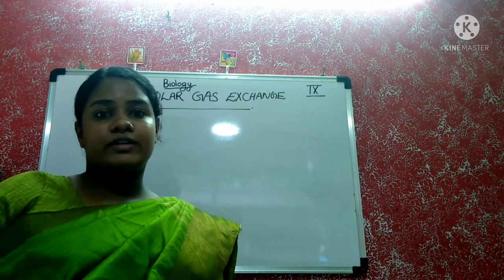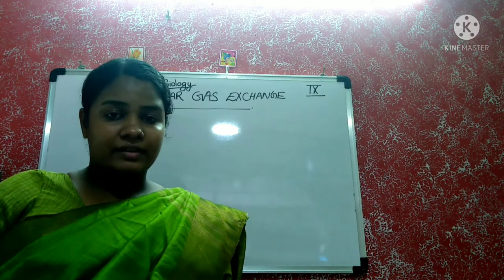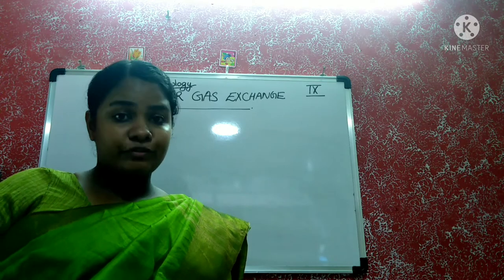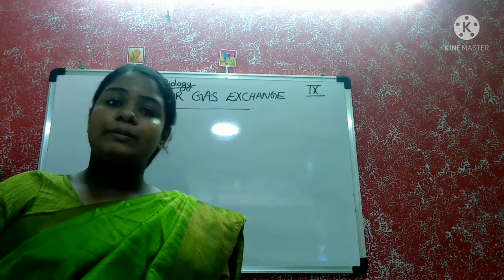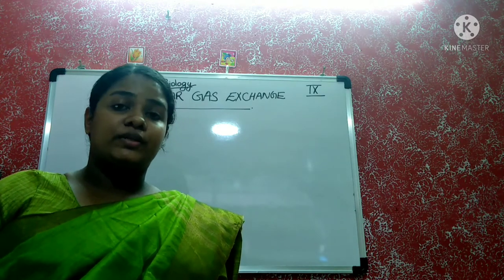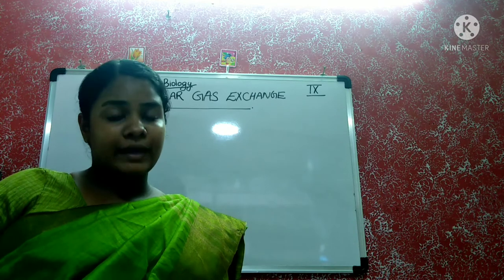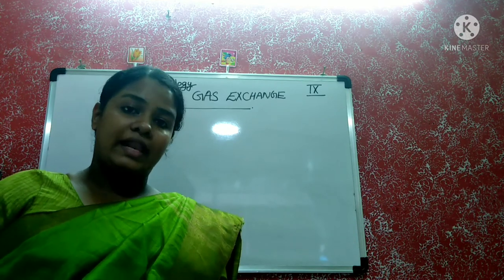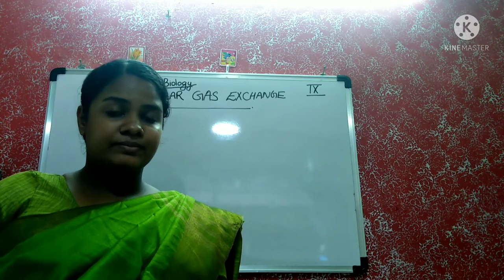First question, what are alveoli? Alveoli are the endings of bronchioles. Very good. Which is a delicate and balloon-like structure. Okay, very good. Then second question, what are the peculiarities of the walls of the alveoli and the capillaries? They are single celled.